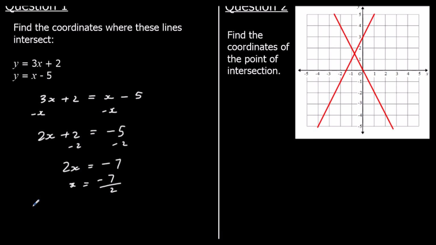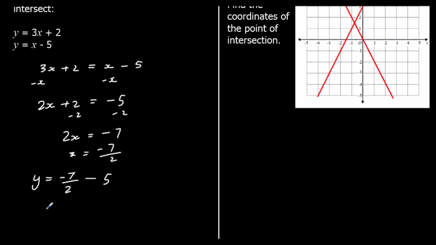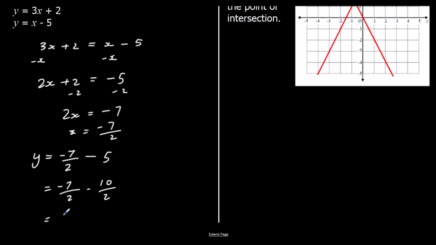To find y, we're going to substitute in the second equation. Looks easier. So y is negative 7 over 2 minus 5. So negative 7 over 2 minus 10 over 2, which is negative 17 over 2. So the coordinates are negative 7 over 2, negative 17 over 2.